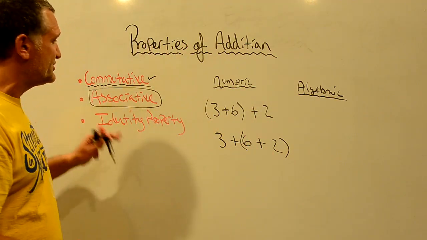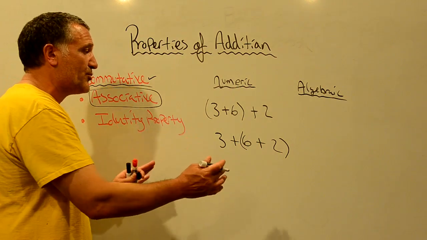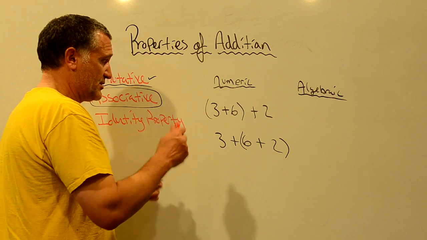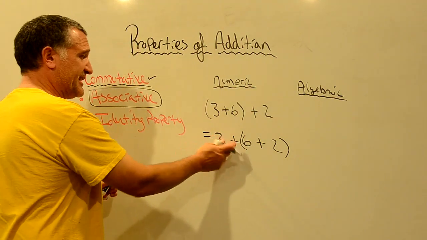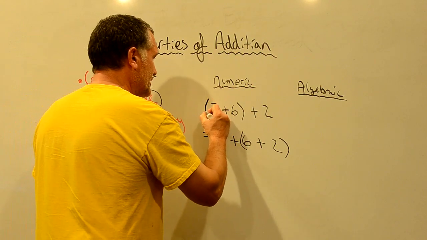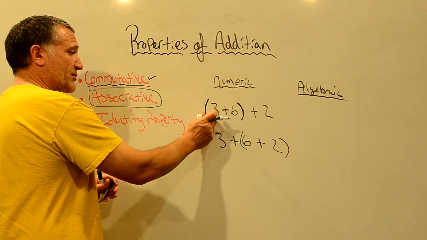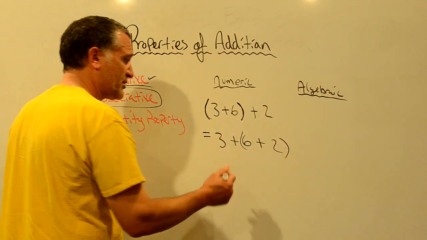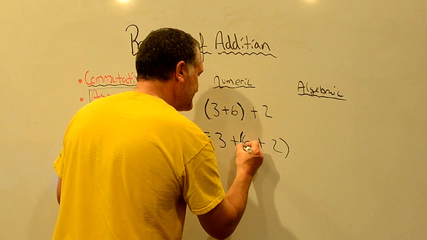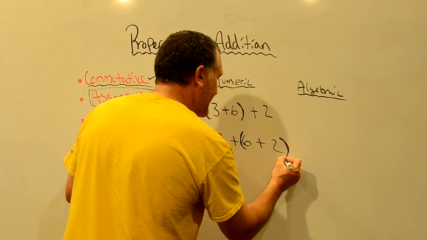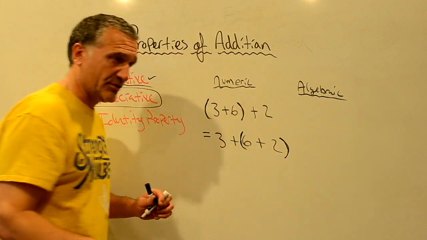What the associative property allows you to do is change the grouping without changing the meaning of the statement. These two statements are equivalent, they're equal. The important part is that we're leaving the order 3, 6, and 2 the same, but it's the grouping that is changing. Whereas we had the first 2 terms grouped, now we have the last 2 terms grouped.